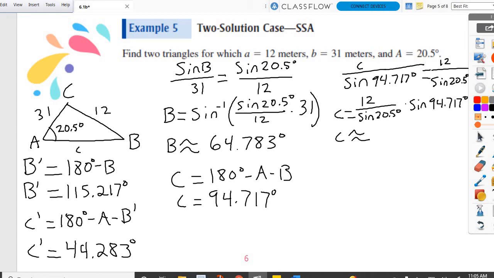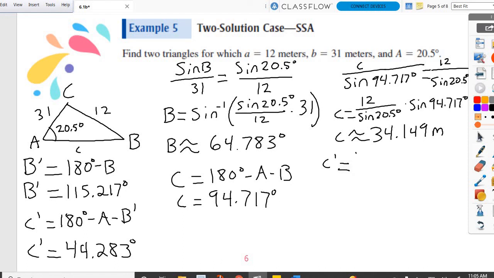We got 34.149, so 34.149. And we are in meters this time. Now notice that for C prime, my setup would be almost identical. The only difference is what angle do we have in the bottom? No, C prime this time.